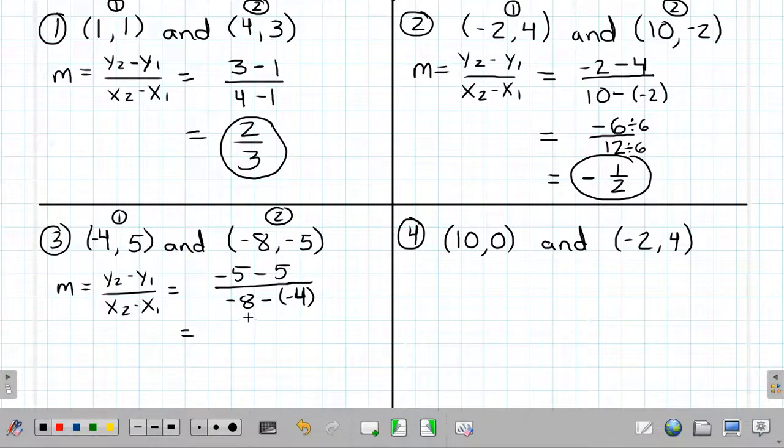We're not just counting. We're doing negative 5 minus 5. Well, that's negative 10. Over negative 8 minus negative 4. Be careful here. That's just going to be negative 4. We have a negative over a negative, which is a positive. 10 over 4. I can actually divide by 2. So that gives me the positive fraction 5 over 2.